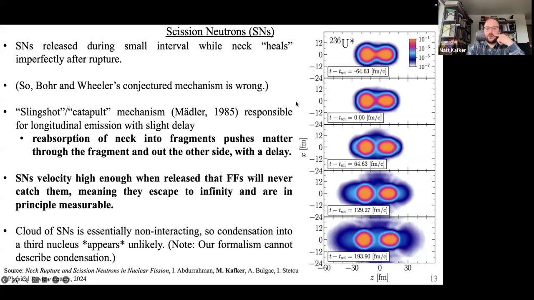And then there's a second step here. I have in parenthetical that Bohr and Wheeler are postulating a different mechanism, so we don't agree with them.